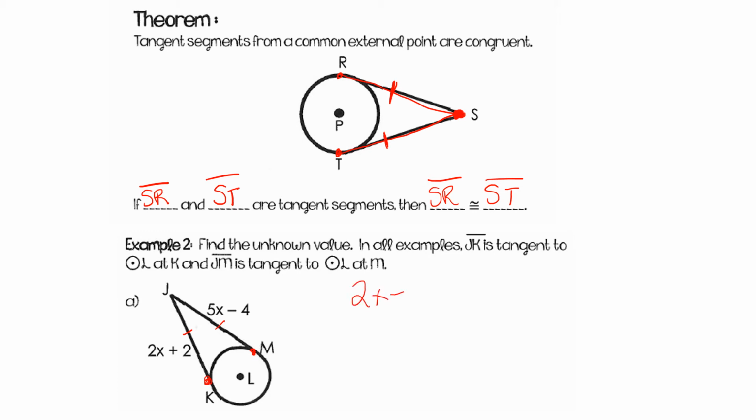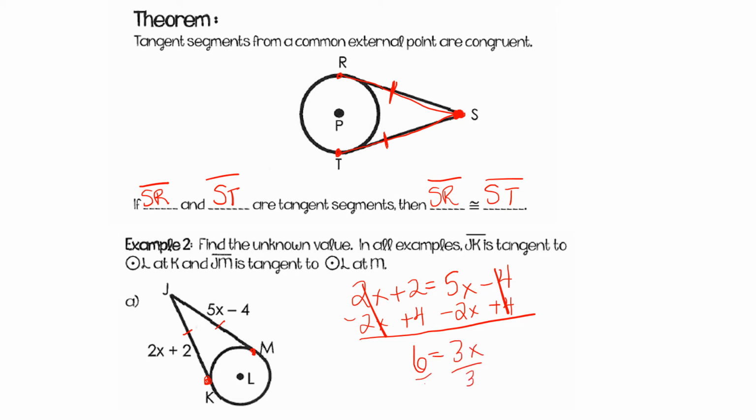So we have 2x plus 2 is equal to 5x minus 4. And however you like to solve multi-step equations, I like to subtract the variable first and get that isolated. And then I'm going to add the other thing to the other side. So this cancels and this cancels. 2 plus 4 is 6. 5x minus 2x is 3x. If we divide both sides by 3, we should get an answer for x is equal to 2.